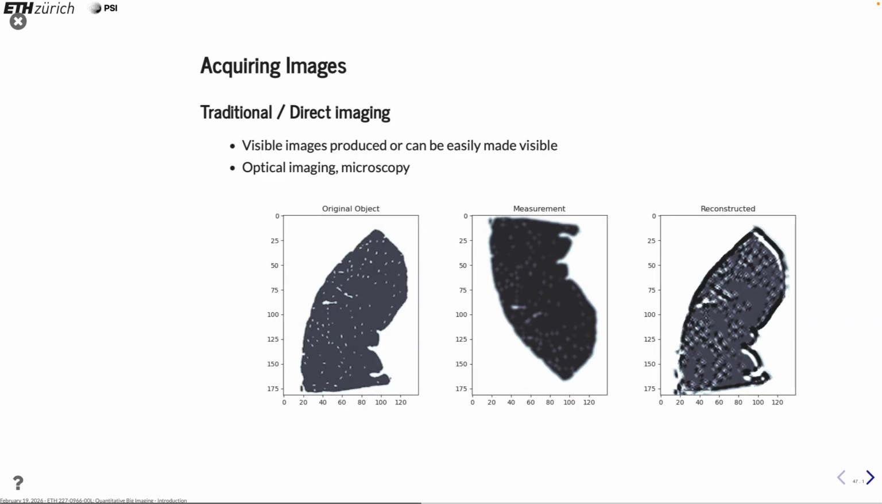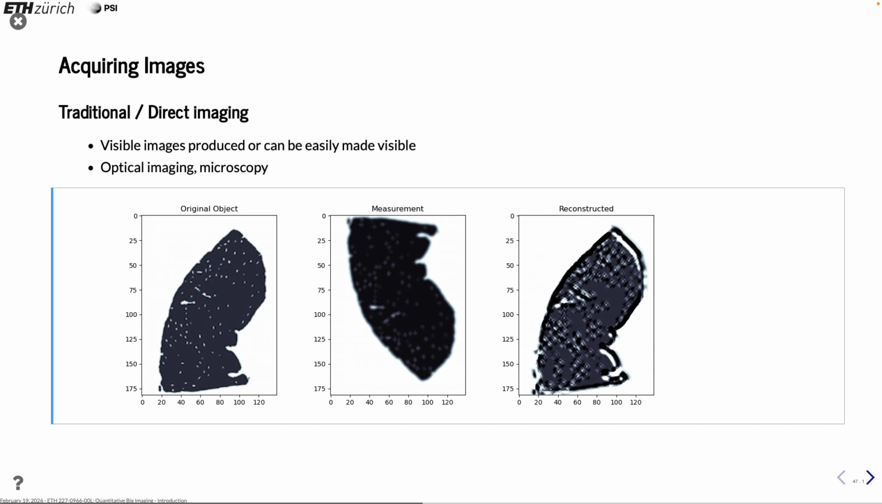And then the acquisition, there are two ways. One is the traditional direct imaging, where you actually get an image that looks like what you measure, essentially something that looks more or less like what you're looking at. So it may be that the measurement is a bit blurry. It's maybe also flipped a bit, but then you can reconstruct it and you get something like this. So it still resembles what you had from the beginning.